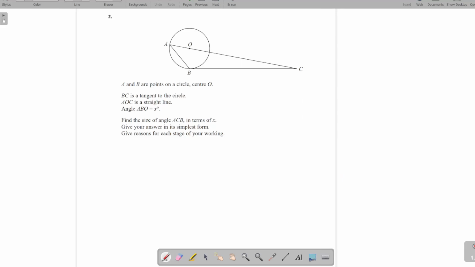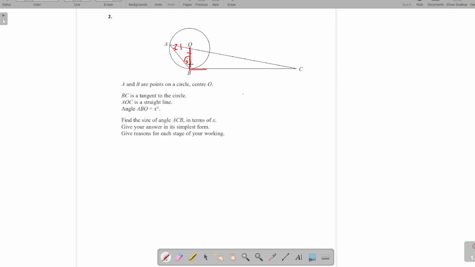Let's look at question 2. A, B are points on a circle, center O. BC is the tangent to the circle. AOC is a straight line. Angle ABO is x. So let's join that. So that is x. This is radius, this is radius. So this is x because it's an isosceles triangle.